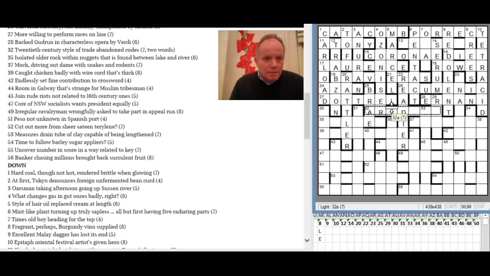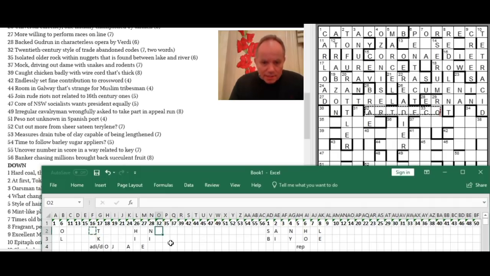32 across, AR something D. 20th century style art deco of trade, abandoned codes. Anagram of trade and then co, so DES is the extra stuff. 32 across, E minus D gives A, S minus E is 19 minus 5, that gives us A.